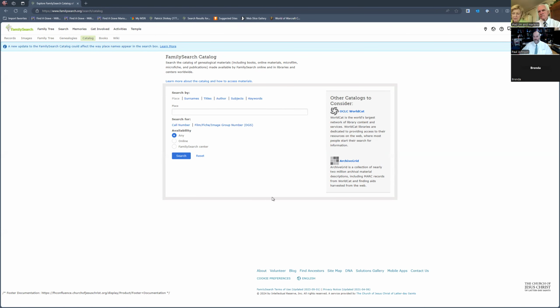If you look down at the items, when you get to the record that you're looking for, some of those will say online so that you can actually see them. But most of those records are not indexed, so you have to do some sleuthing to find what you're looking for. Okay, that's great.